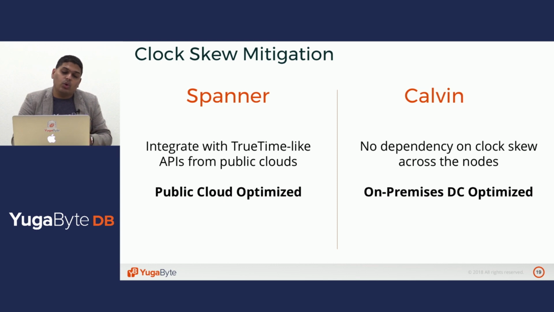Calvin, on the other hand, has no dependency on clock skew, and typically in on-premises environments, clock skew jumps can be extreme because each of those nodes are managed out of band, probably using different processes than what the public clouds use. Then Calvin can be a better approach. So Calvin is on-premises data center optimized as opposed to Spanner, which is public cloud optimized.